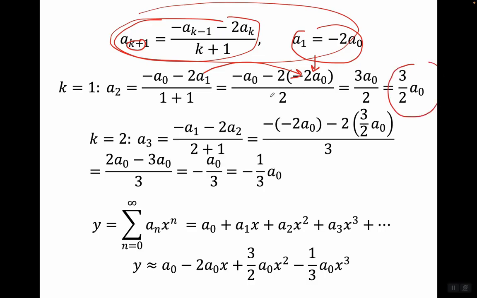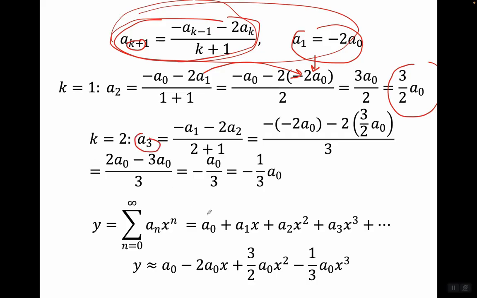Let's plug in k equals 2 into this formula. When we do that, we have a sub 3 equals negative a sub 1 minus 2a sub 2 all over 2 plus 1. So we have negative negative 2a sub 0, that's 2a sub 0, minus 2 times 3 halves a sub 0. That's going to work out to be negative a sub 0 all over 3. So we have negative 1/3 a sub 0. Sorry, that's what a sub 3 is.